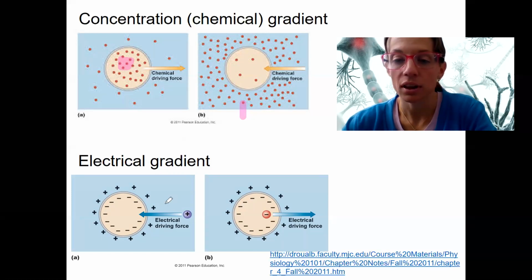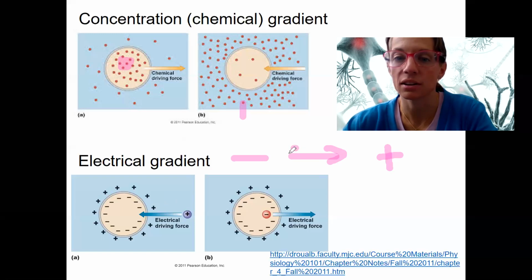Down here, this is showing the electrical gradient, and this is based on the basic idea that negative and positive attract. Negative is going to go towards positive, positive is going to go towards negative. There's an attraction there that is a driving force. So when you have all negative inside the cell, the positive is going to be attracted to it. That is an electrical driving force. This could be sodium, potassium, whatever positive ion it is. The negative ion could be chloride, could be negative proteins, whatever, it doesn't matter.